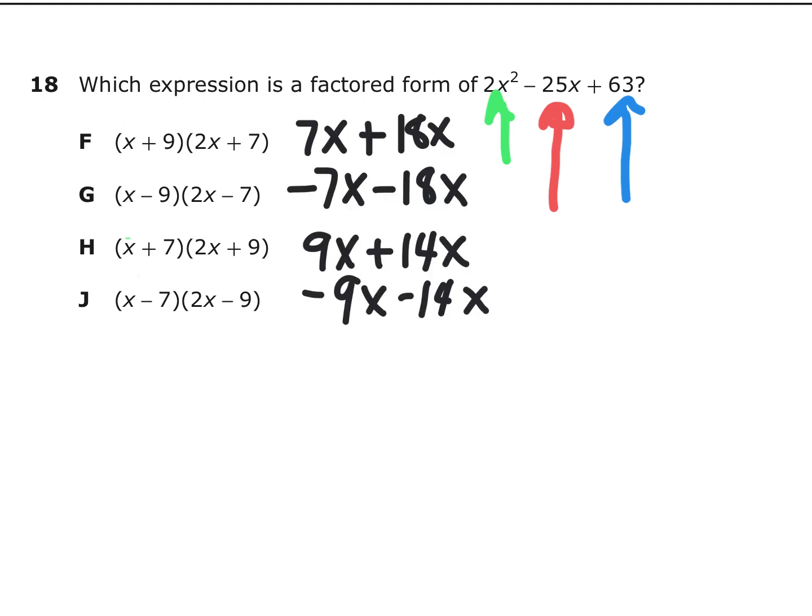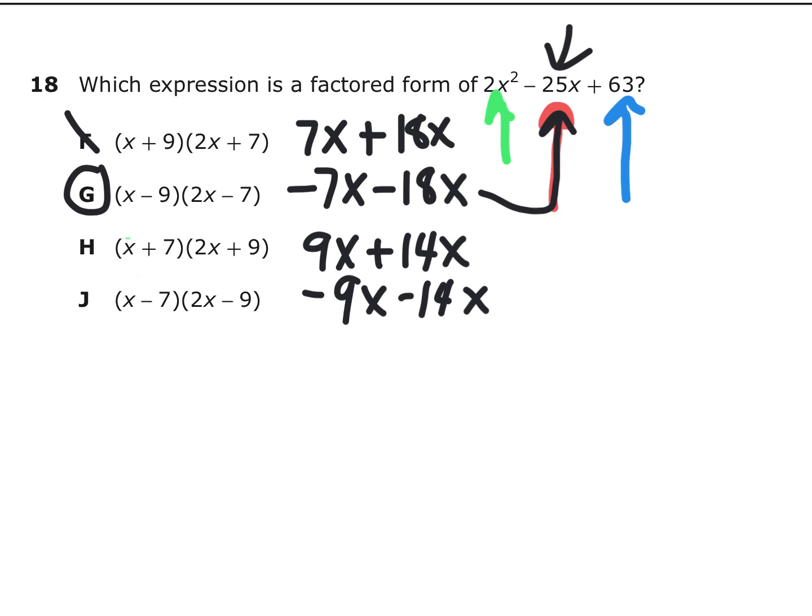Okay, so I went ahead and wrote down the outer and the inner. So on answer F, the outer is x times 7, which is 7x, and the inner gives us the 18x. And we're looking for a minus 25x. So when you add those two, that's not going to work. For answer G, the outer would be x times minus 7, minus 7x, and minus 9 times 2x, minus 18x. And when you add those together, it does give you the minus 25x. So I think this should be the answer.